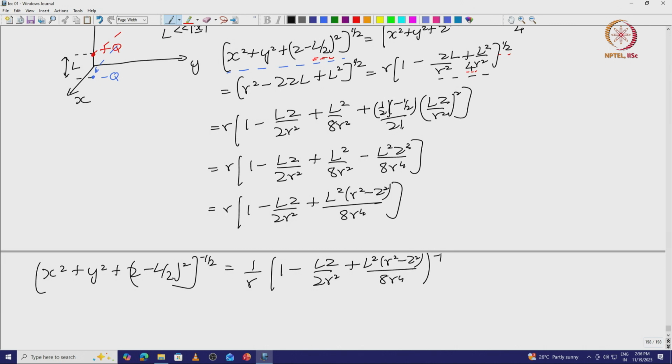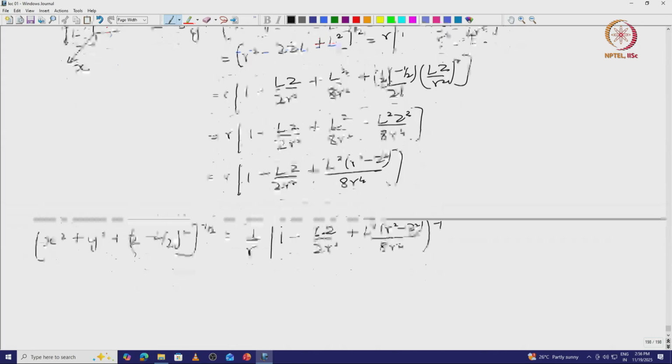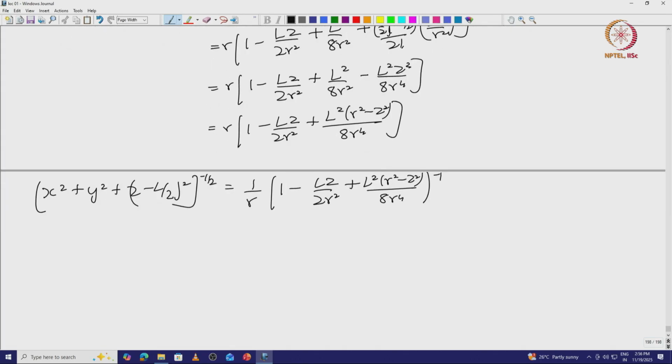And now you have to take 1 by (1 − x) equal to 1 + x + x² by 2 factorial plus etc. So it is equal to 1 by r into 1 plus Lz by 2r² minus L² into (r² − z²) by 8r⁴. That is when you take the inverse of the first two terms.